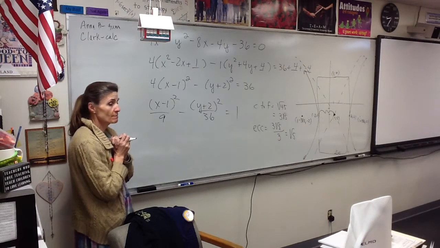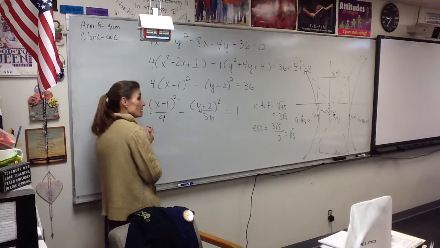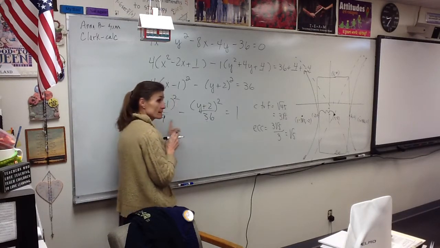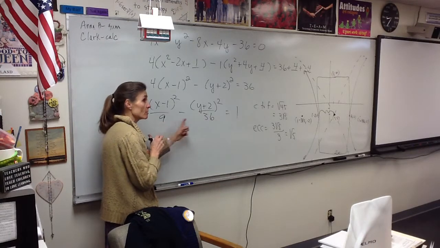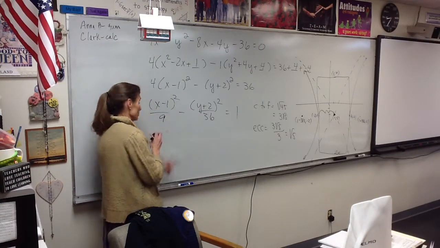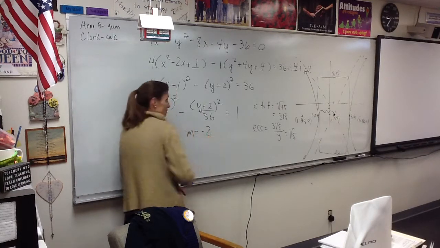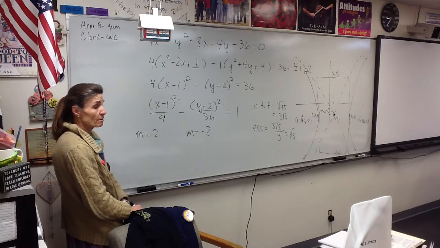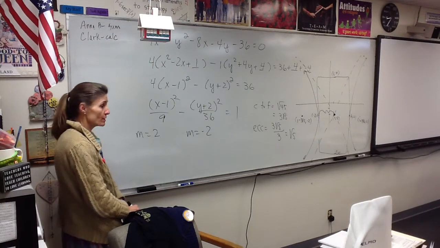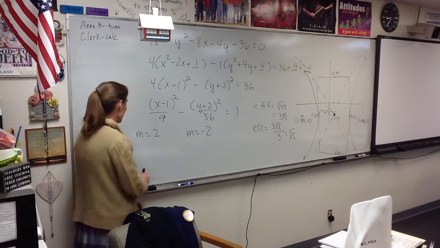What's the slope of your asymptotes? We went up 6 and over 3. So the slope is 2. So one slope is +2, one slope is -2. What point are you going to use when you write the equation of your lines? 1, -2.